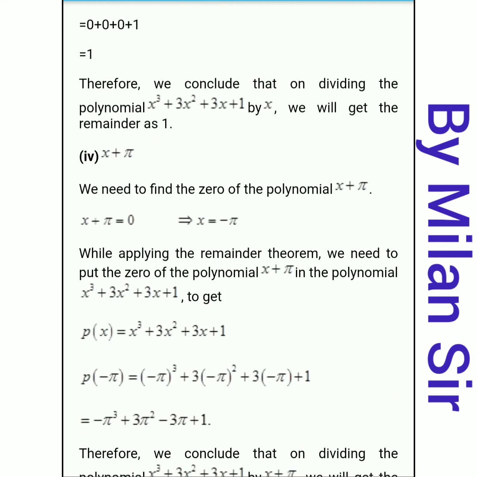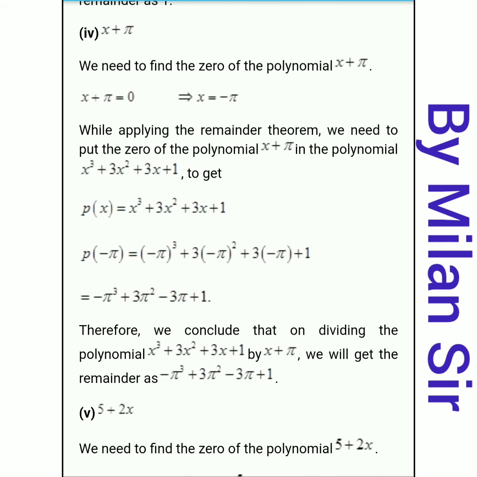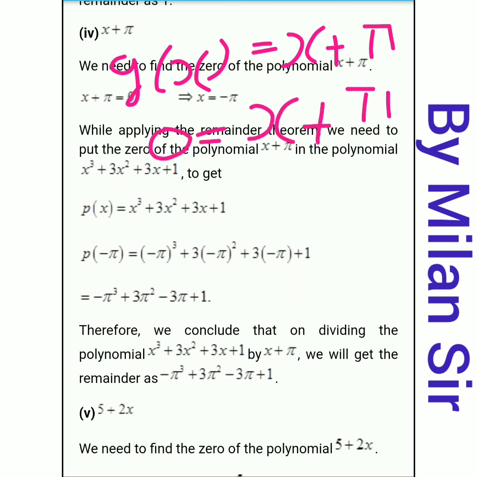Okay. Question number 4. Our g of x is equal to x plus pi. So put 0 in place of g of x, so 0 is equal to x plus pi. Now transfer this pi to the left hand side. So minus pi is equal to x.